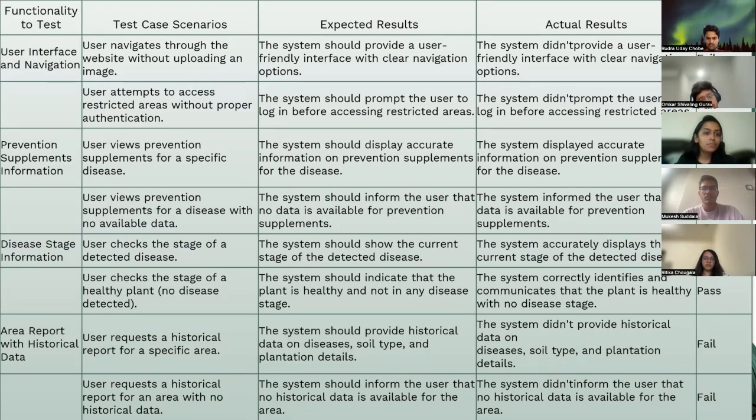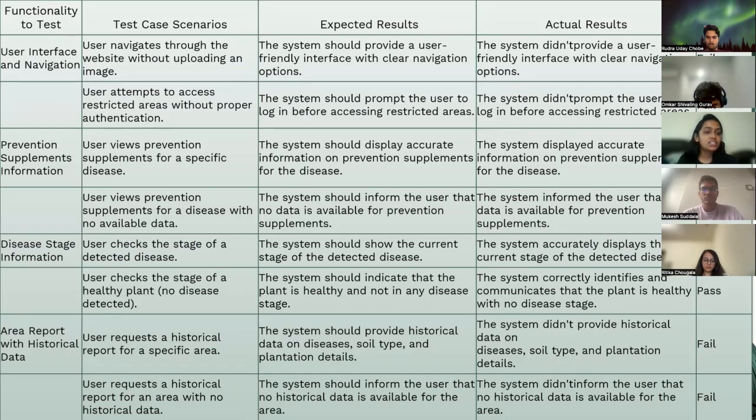Here, another functionality is prevention supplements information. When the user views prevention supplements for a specific disease of the plant, then it should give the details about the prevention supplements. And if the prevention supplements for a specific disease are not available, then it should inform the user regarding the same. This functionality is also completed successfully.